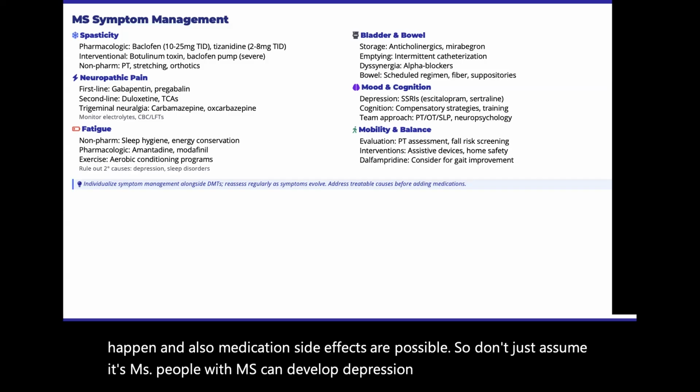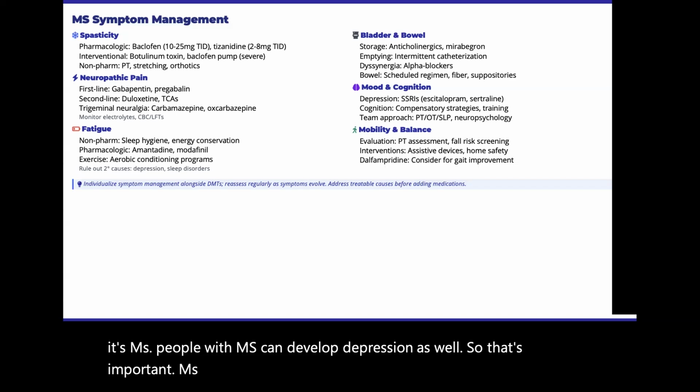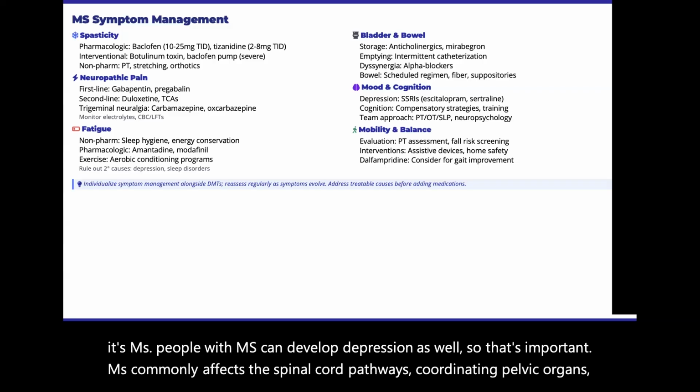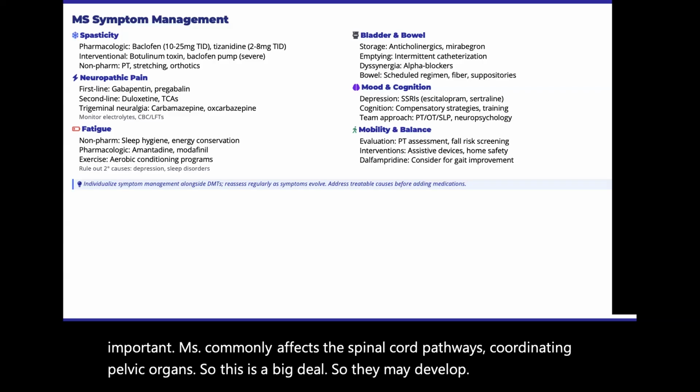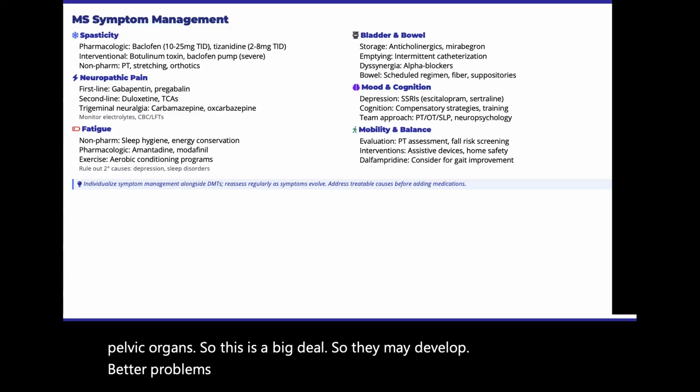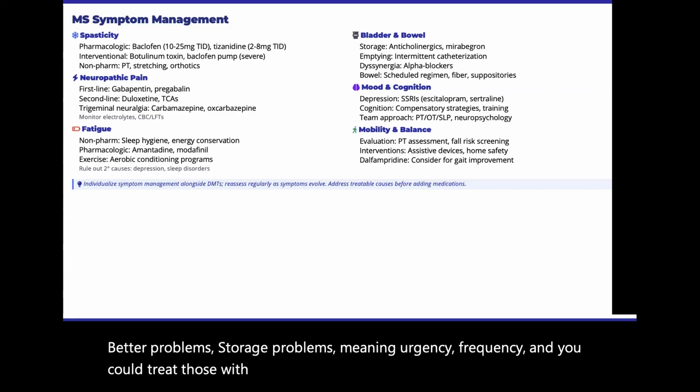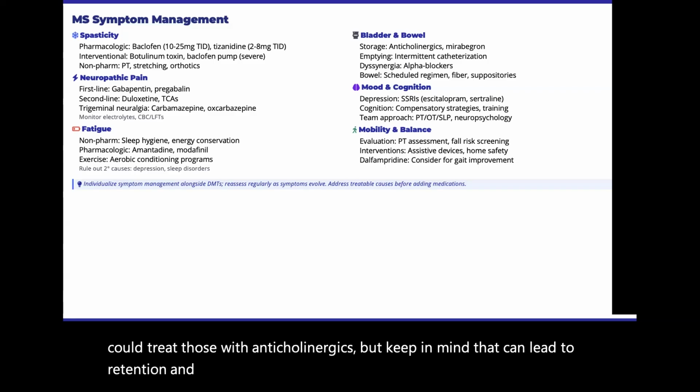So that's important. MS commonly affects the spinal cord pathways coordinating pelvic organs. So this is a big deal. They may develop bladder problems, storage problems, meaning urgency and frequency, and you could treat those with anticholinergics, but keep in mind that can lead to retention, and they can also have emptying problems. So that can cause retention, and they may require intermittent catheterization.